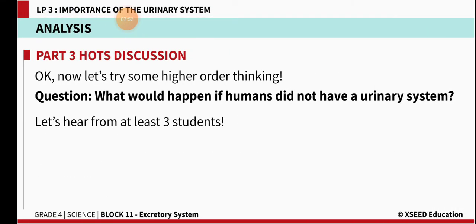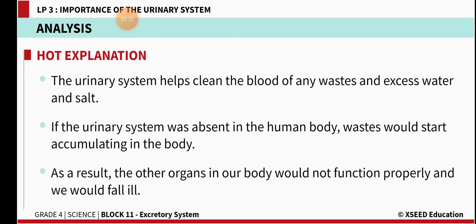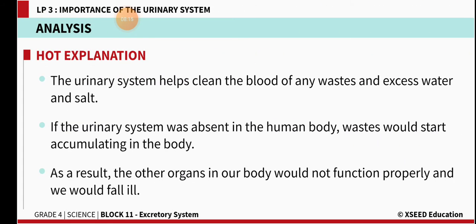What would happen if humans did not have a urinary system? The waste, the excess water and the salts could not be removed from the body. When they stagnate in the body, they become toxic to us. They become harmful to our body, and it may lead to the death of the person. So kidneys are very, very important in a person's body.